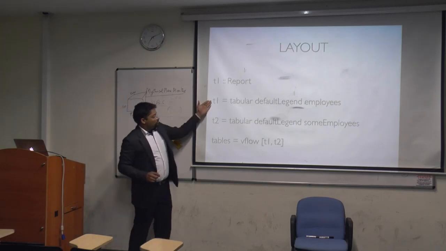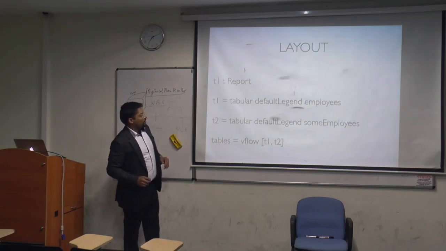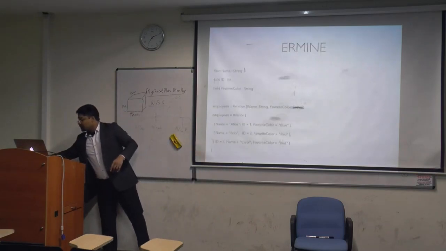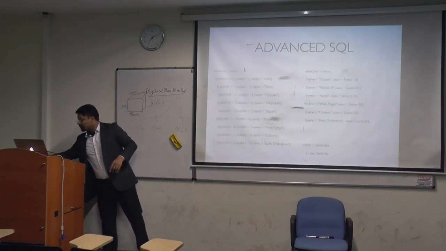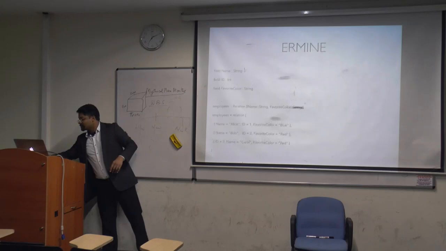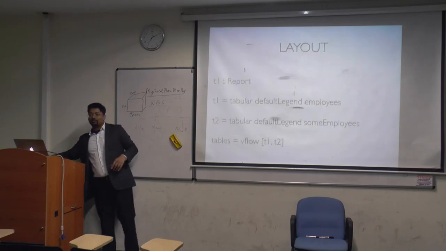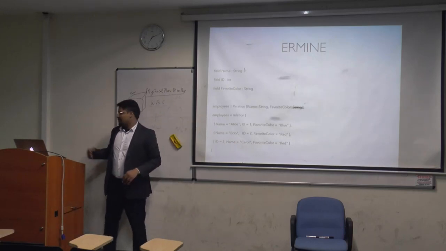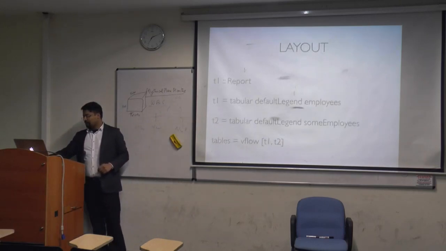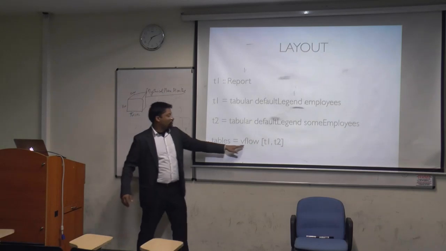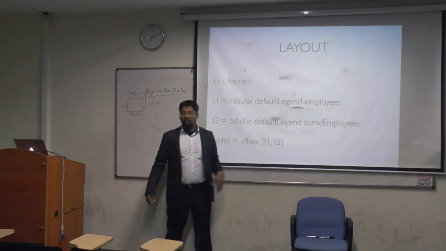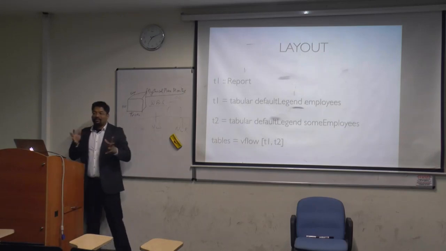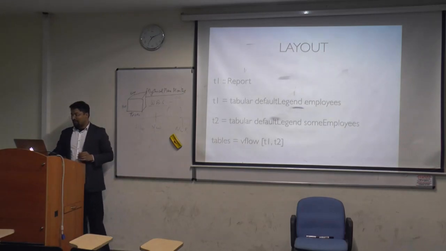So you can do it twice, right? Where some employees is this thing. Oh no, I must have missed it. So I defined some employees here also, which is basically taking this and filtering it on something, right? Anyways. And then we have a function called dflow that takes two separate reports and then joins them together vertically, right? So we have a very generic layout language that depends on row types.